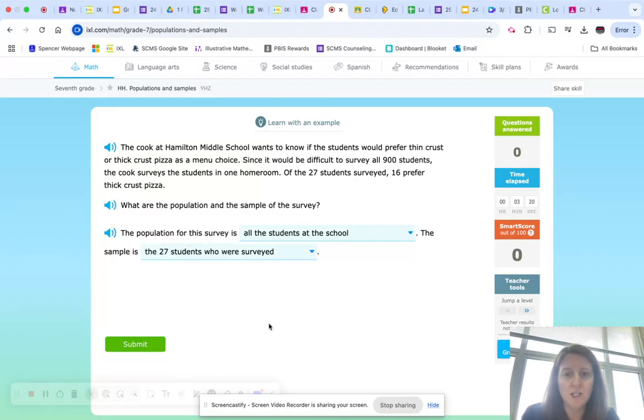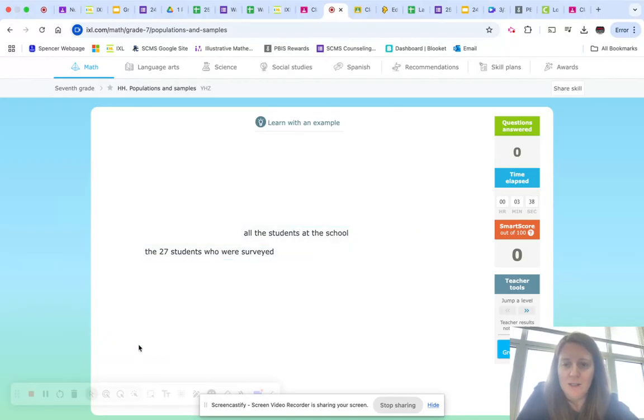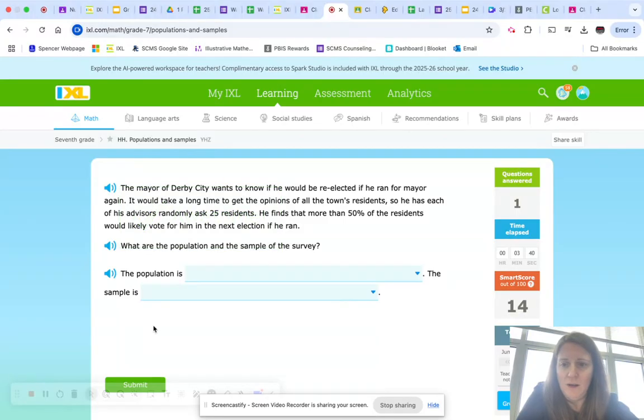So when you're doing your project, you pick your population, you pick who you want. Maybe you want to do all elementary school students, and you will maybe survey a few from 5th grade, a few from 4th grade, 3rd, whatever. So those would be the ones that you surveyed would be your sample. All right, so let's go to another question.